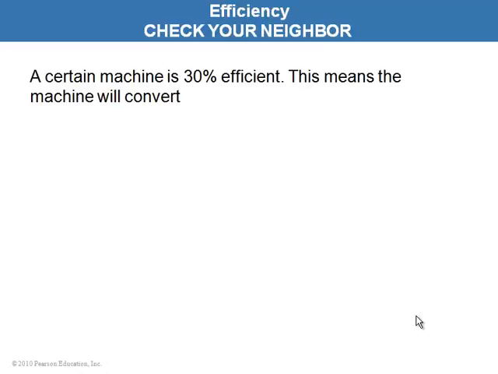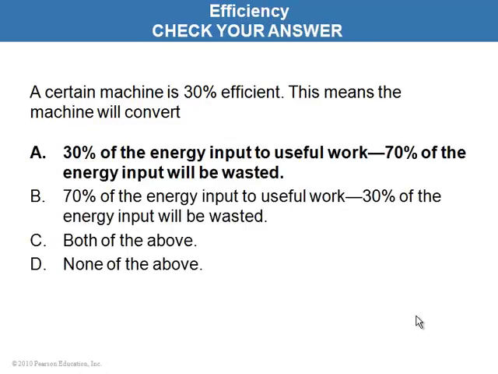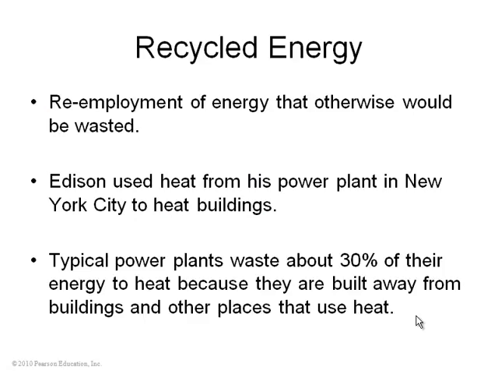So let's say a certain machine is 30% efficient. Will it convert 30% of the energy to useful work and 70% of the energy input will be wasted? Or 70% of the energy input to useful work and 30% will be wasted? Both of the above or none of the above? A. Yeah, it's going to be A, because it's 30% efficient, so 30% of the energy will be put to useful work.